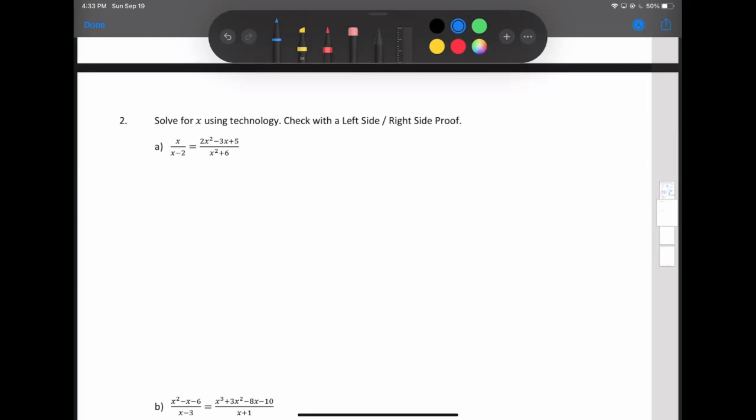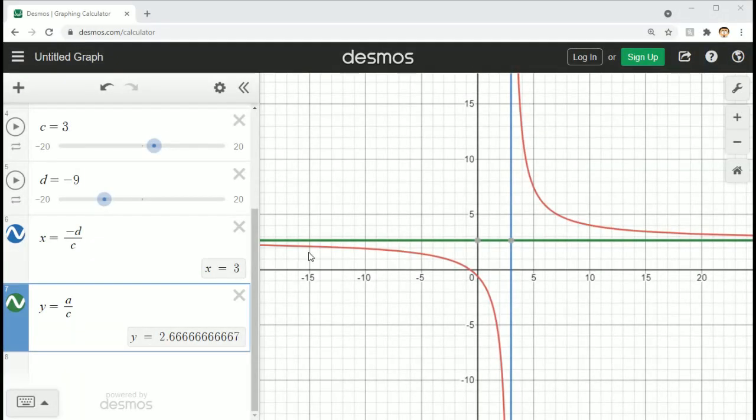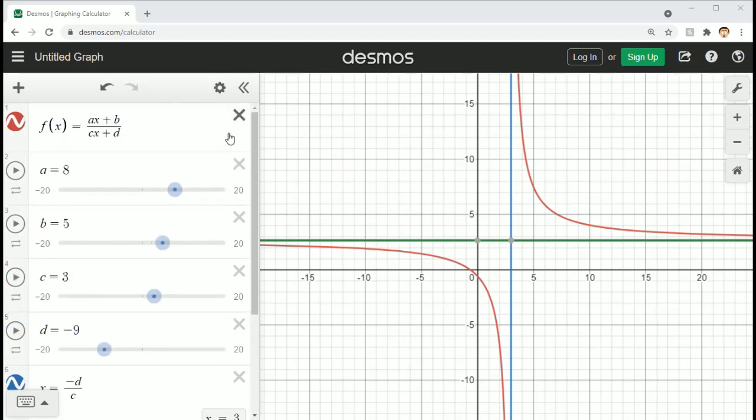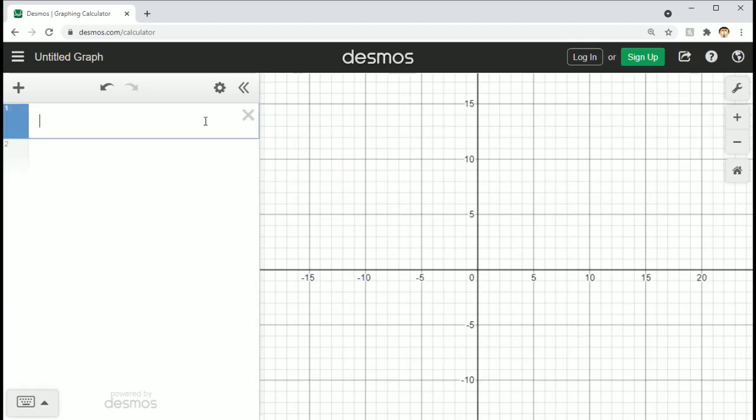Let's solve for x using technology and check with a left side, right side proof. We're going to do that because, frankly, those are nasty looking little things, and we don't want to always have to deal with them. But that's okay. Desmos to the rescue. Oh, and I got some stuff in here already from the last lesson. Let's get rid of that. Okay, so we have x over x minus 2 equals 2x squared minus 3x plus 5 over x squared plus 6. Well, that's a mouthful.